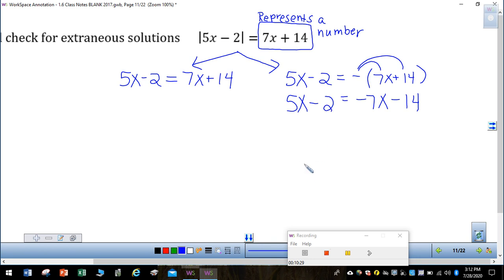So now we still have two regular equations that we're going to solve separately to get two possible answers. So let's go back and look at our first equation.